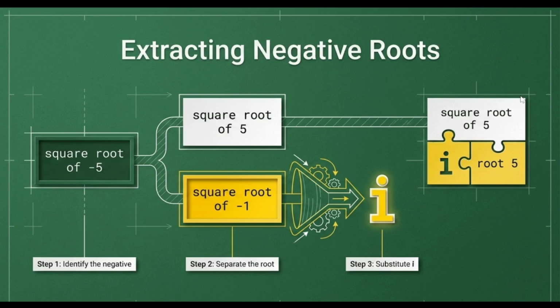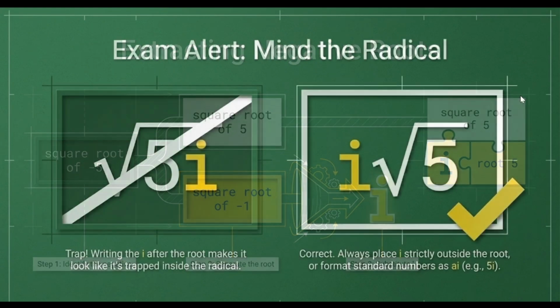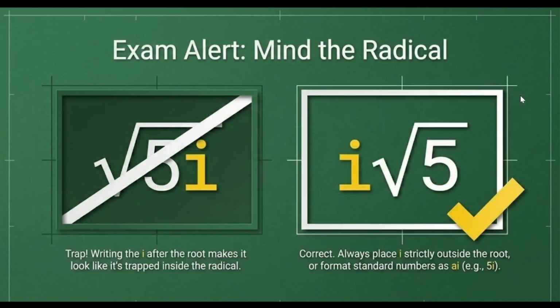But here is the trap. Most students forget where the i goes. We prefer to write it as a i, like 5 iota, where a is a rational number. If this is a square root, we often write it as iota times the square root of 5, so the iota doesn't accidentally look like it's hiding inside of the radical sign.